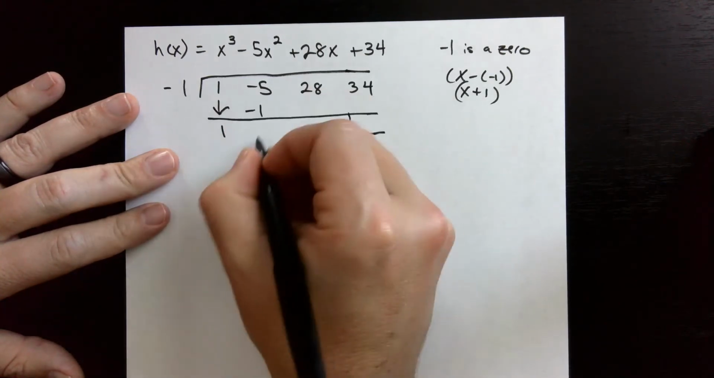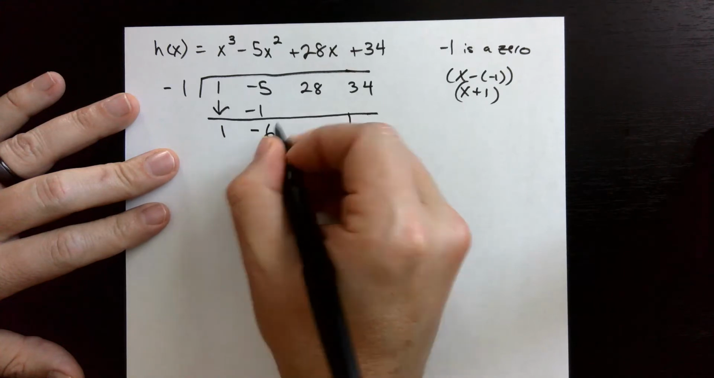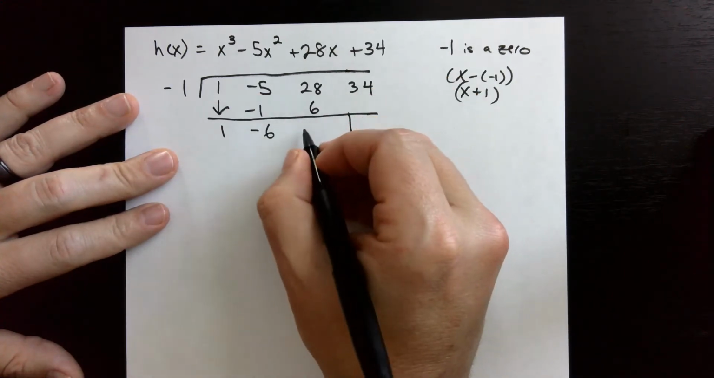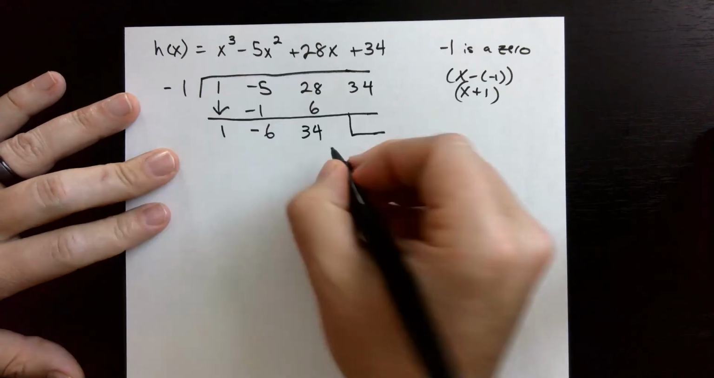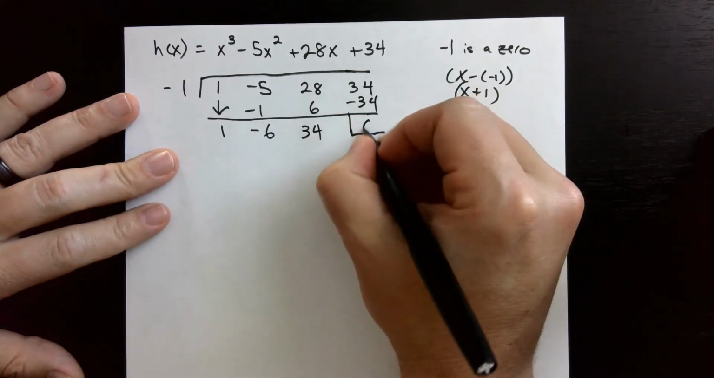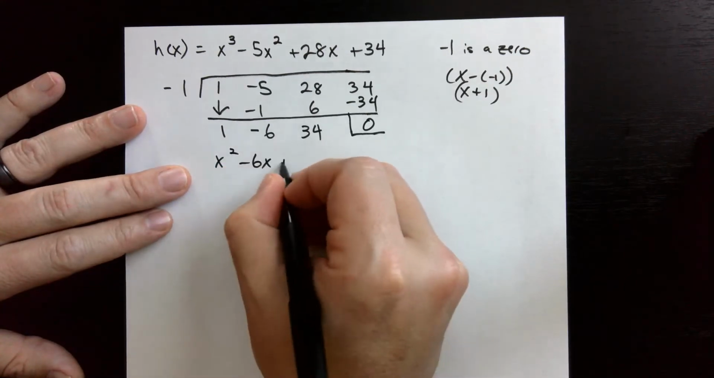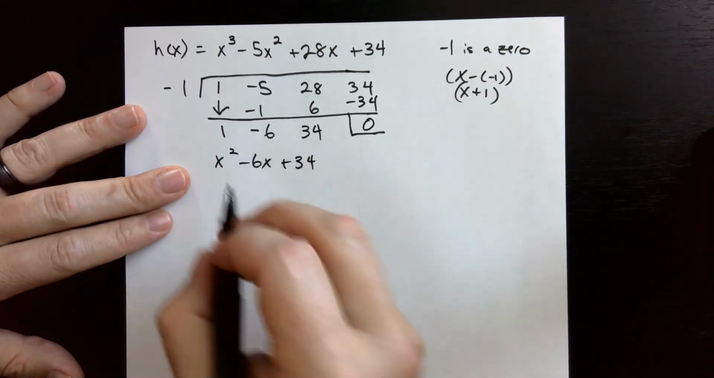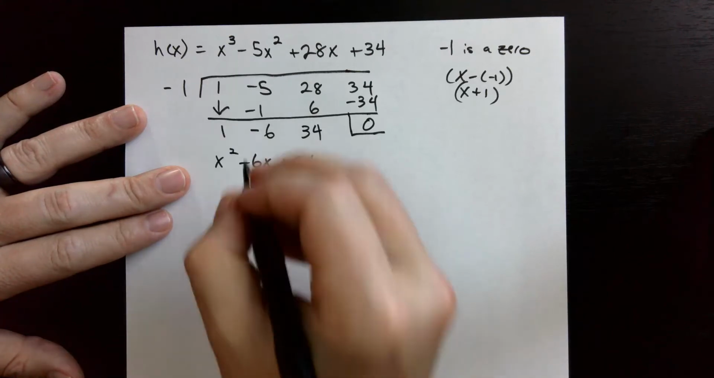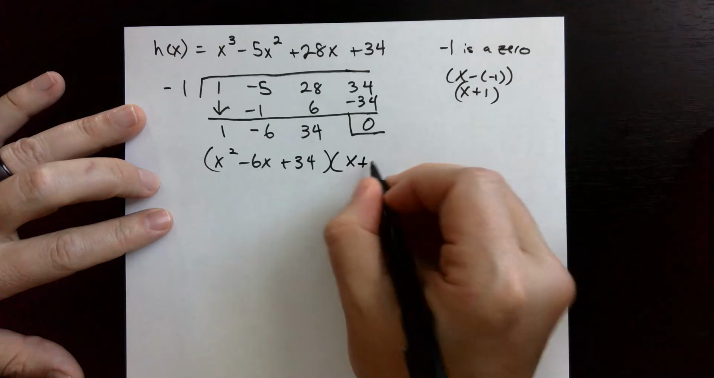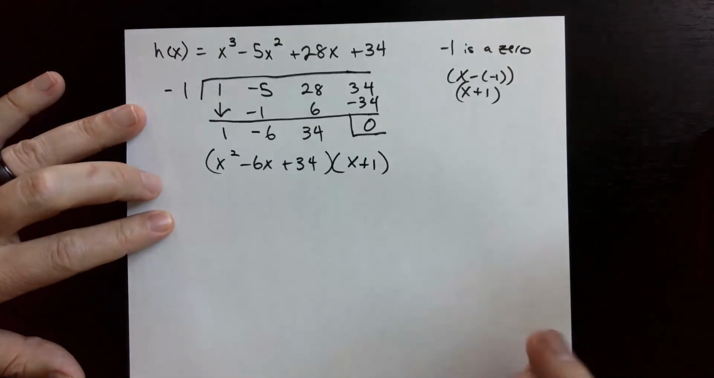It's negative 1, negative 6, 6, and that's going to be 34. And I multiply and I get negative 34 and I get 0 as my remainder, which is good. So this is x squared minus 6x plus 34. That's what this means. We went down by one exponent. And we also have x plus 1 right here as a factor.